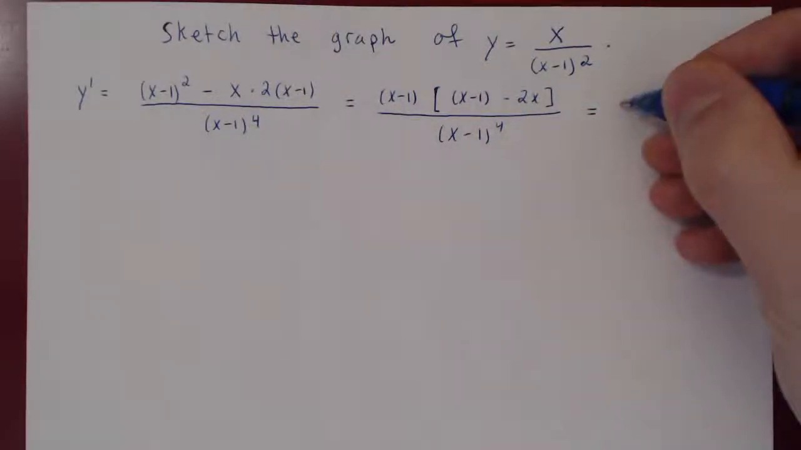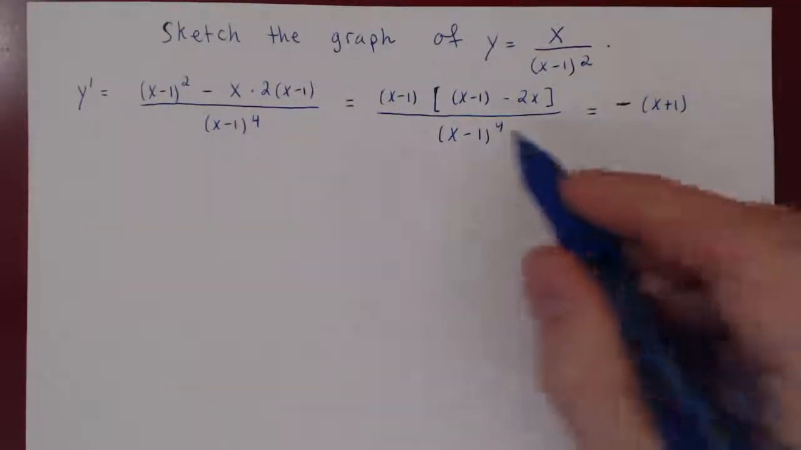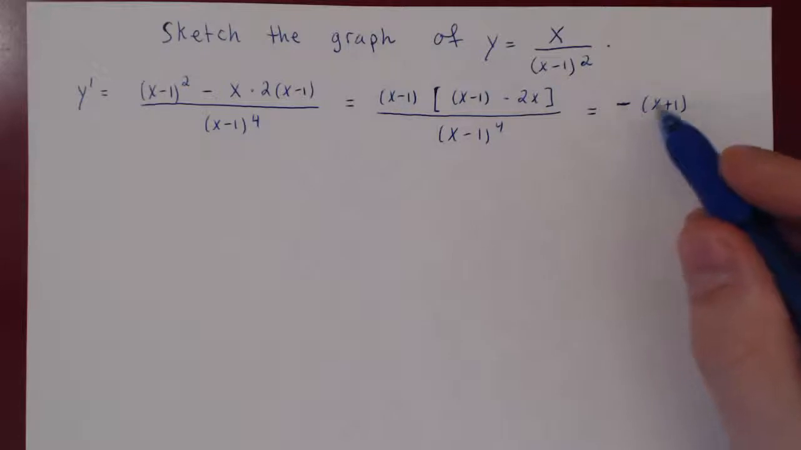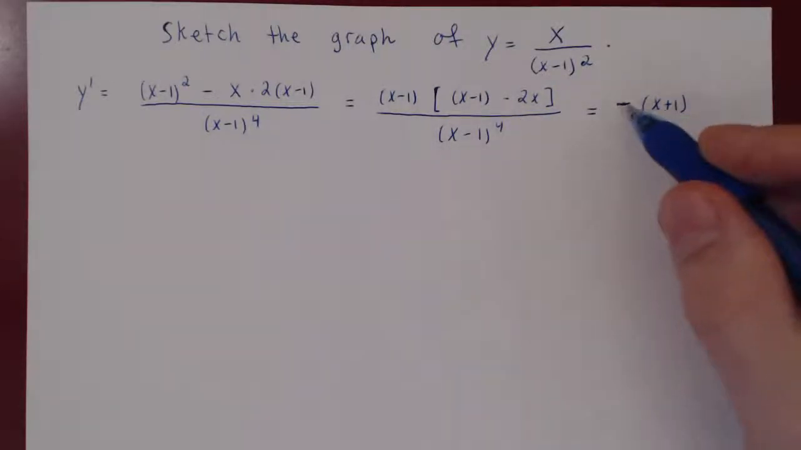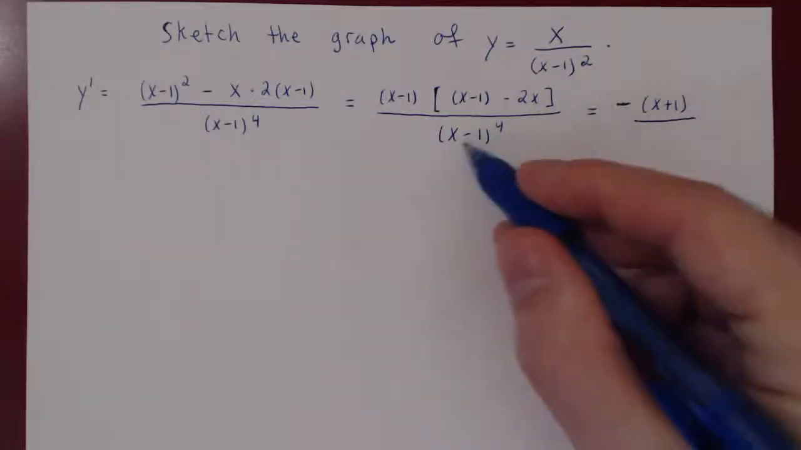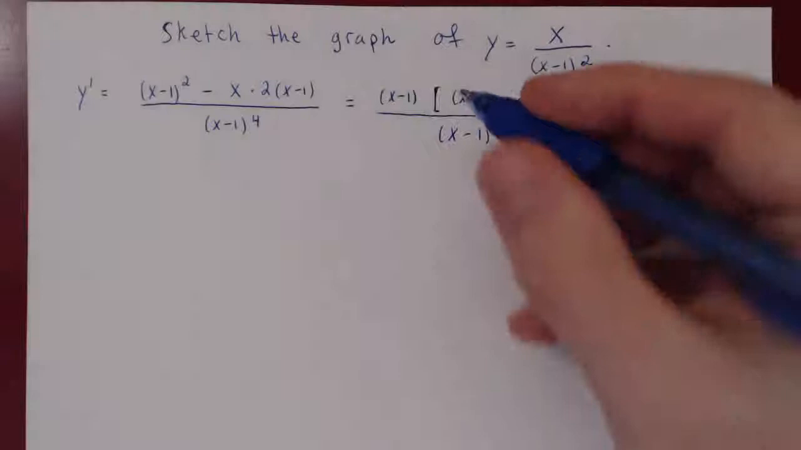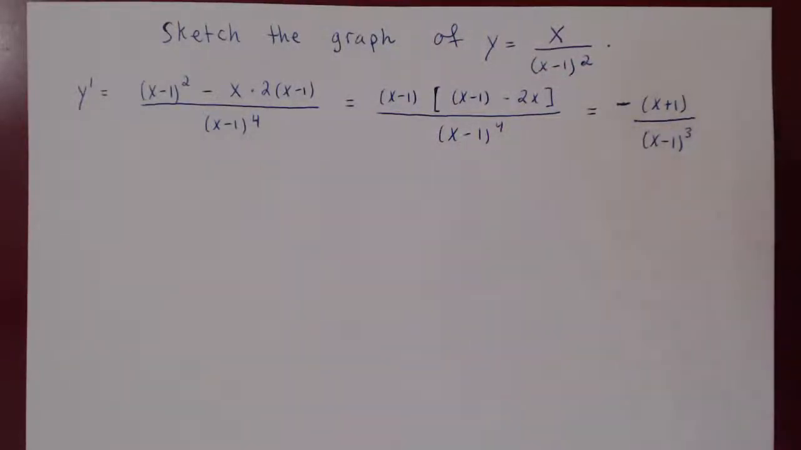So if you factor the negative, you'll have a negative (x plus 1), right? X minus 2x is negative x. Negative 1, negative 1. So our numerator will be the negative of (x plus 1) over (x minus 1) to the 4 minus 1, which is (x minus 1) cubed. So we have our first derivative.